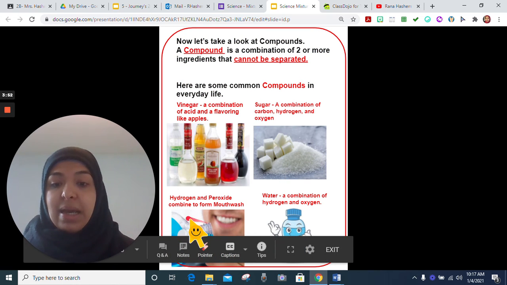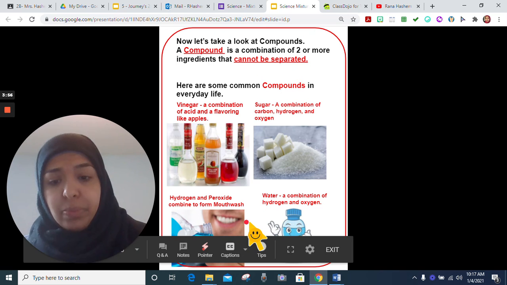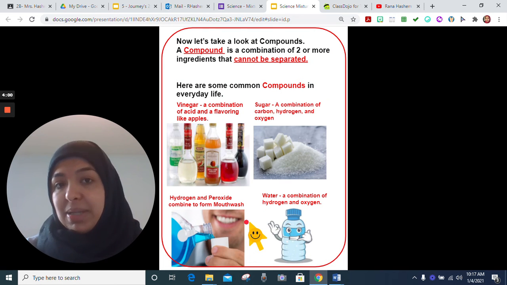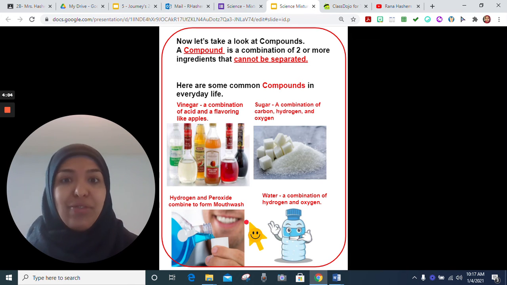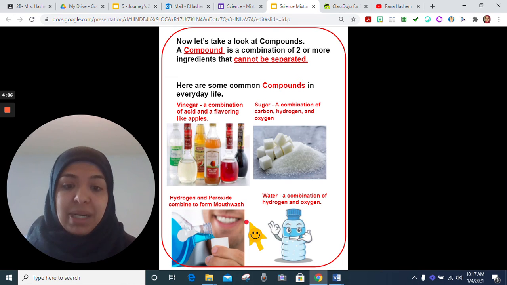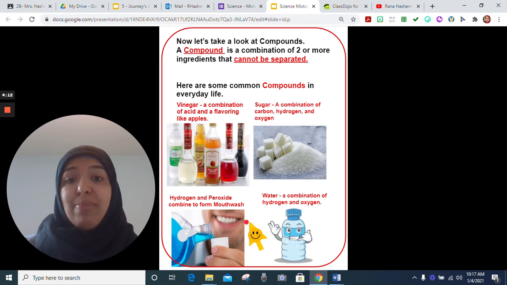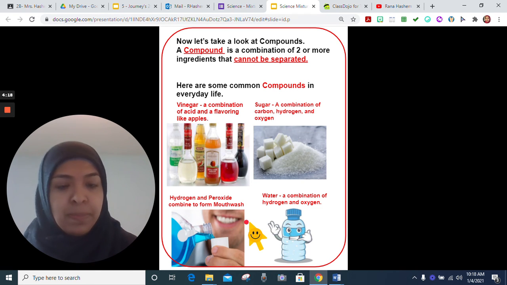Hydrogen peroxide, it combined to form mouthwash. It looks just like a blue liquid, but in it there are so many materials actually that you cannot separate. Water, for example, is a combination of hydrogen and oxygen. Water just looks like a clear liquid, but it's made out of many substances that you cannot separate. Thus, water is a compound.